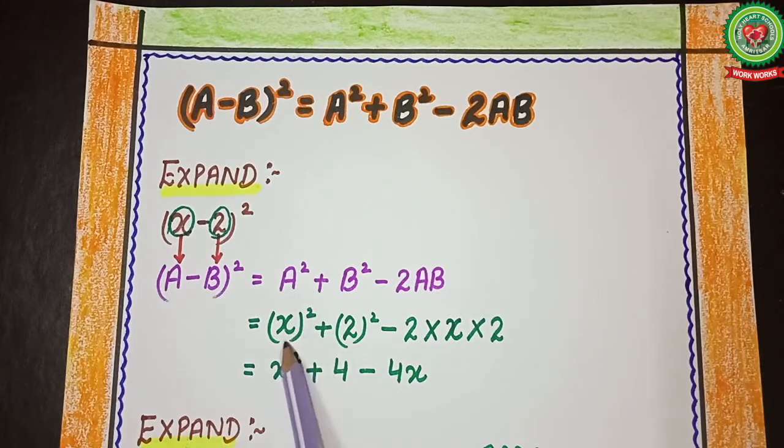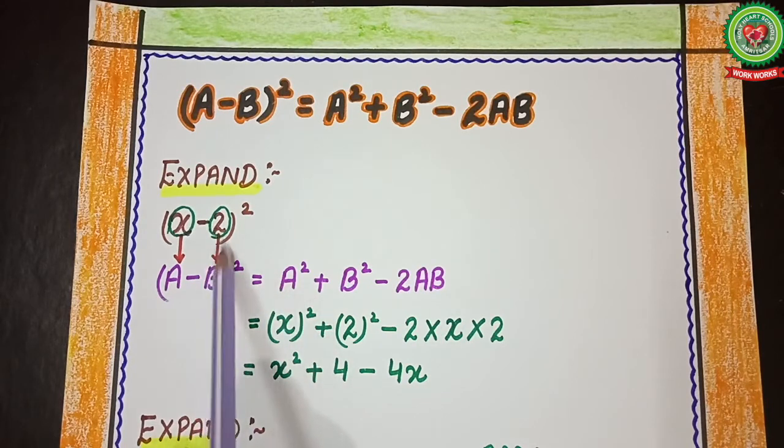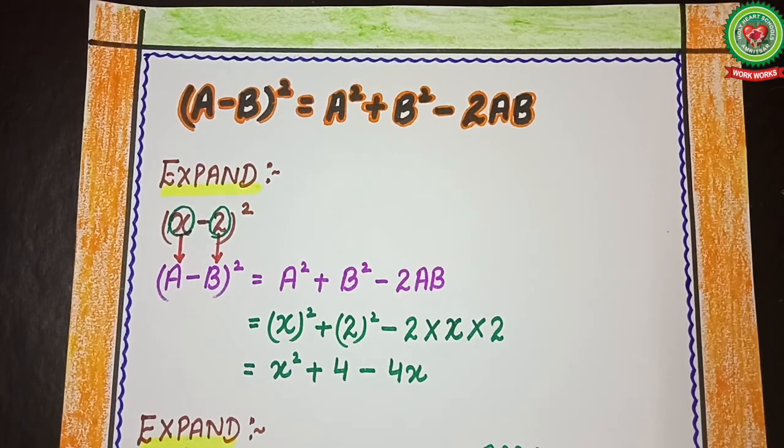So here, what is the square of x? x². What is the square of 2? 4, and minus will remain minus, and 2 into 2 is 4, and x you will write along with 4, right? So it was a very easy example, and by just applying this identity we have solved this question within 2 steps, right?